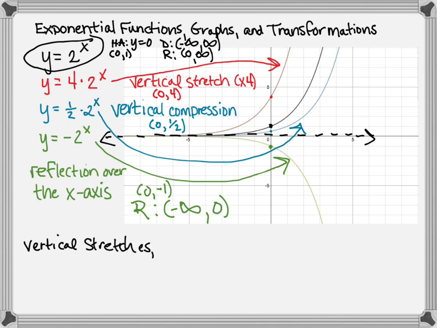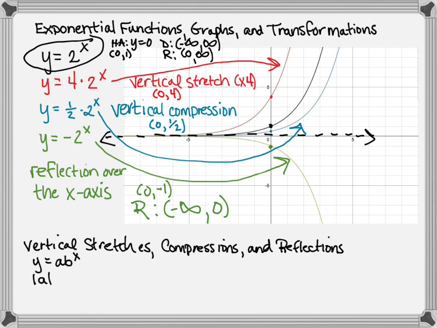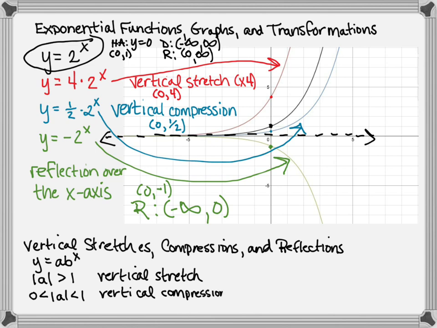So in summary, for vertical stretches, compressions, and reflections, if we have a function of the form y equals a times b to the x, when the absolute value of a is greater than 1, we have a vertical stretch. And when the absolute value of a is between 0 and 1, we have a vertical compression. And when a is less than 0 or negative, we have a reflection over the x-axis.